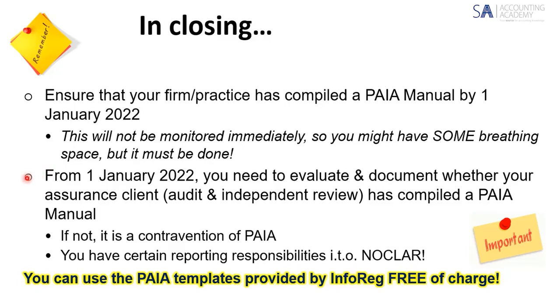If you are performing any assurance engagements, so audits, independent reviews, other assurance engagements, you're going to have to evaluate and document in your working paper file whether or not your client has compiled a PAIA manual. So for all your Feb 2022 year ends, this will be an additional tick on your working papers. Client, do you have a PAIA manual compiled? Yes or no? Has it been submitted? Yes or no? If you've compiled it, is it compiled in the correct format?